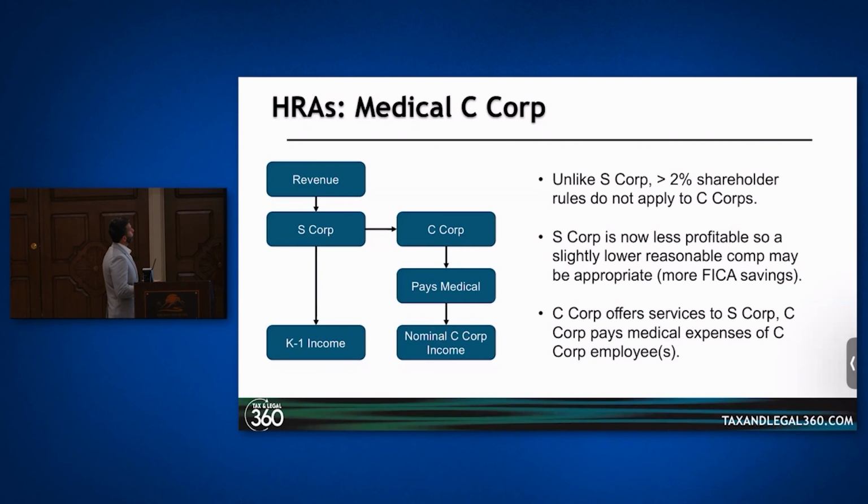The S Corp, right, is now less profitable, so perhaps you can take a slightly lower reasonable compensation. For those of you that are in Mark's program, that probably makes a little bit of sense, right? Because in general, if you use the Kohler matrix to determine your reasonable compensation, it's based on the profitability of your business. So if your S corporation is slightly less profitable, then perhaps your reasonable compensation is slightly lower. So it's saving you FICA taxes there.